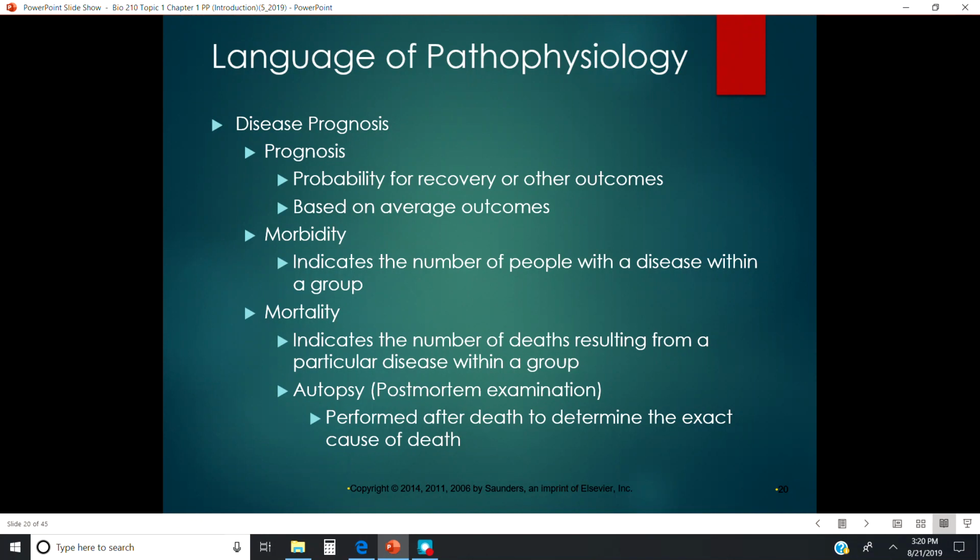Two other terms that are important related to prognosis are morbidity and mortality. Morbidity basically just tells us the number of people with a disease within a certain group. So it's telling us, hey, this many, hundreds of thousands of people, have the disease. However, mortality indicates the number of deaths resulting from that disease. Okay, so morbidity and mortality. Morbidity is just the total number, and mortality is the number of deaths.